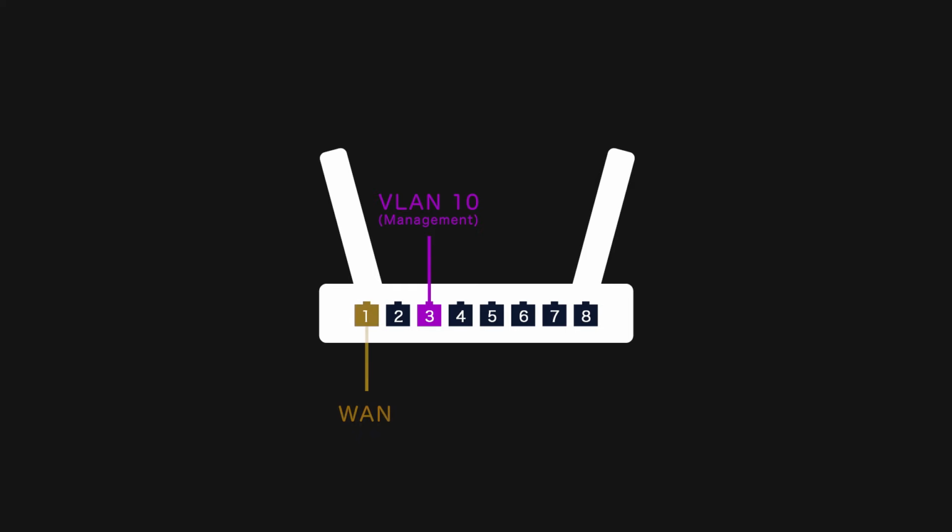If you connect to the Ether3 now, you'll get an IP from the management VLAN network. We now have WAN on port 1, the native network on ports 2 and 4 through 8, and management VLAN on port 3.